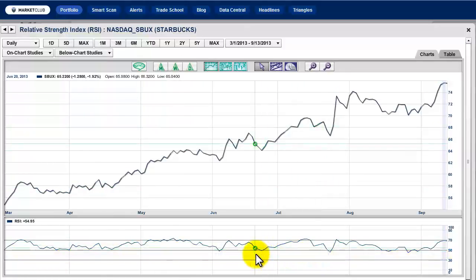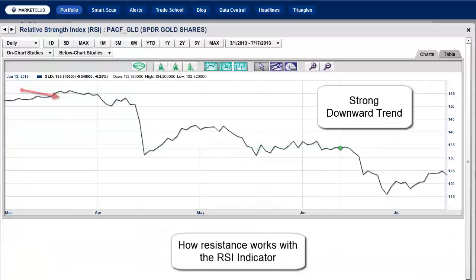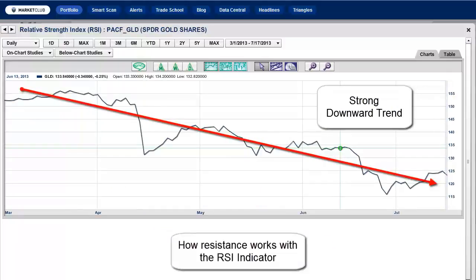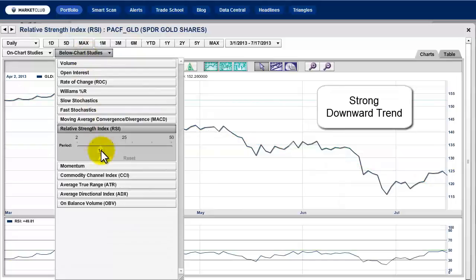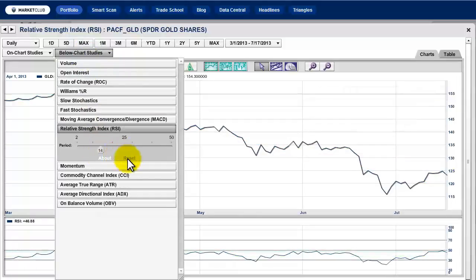If the market's going down, we'll be looking to sell it or go short. In this example, we're looking at a stock that's in a downward trend. Now you can determine the trend from some of the other indicators we've shown you, but it could be a moving average or our trade triangle technology. But the trend is clearly down for this particular security. So let's go to our below chart studies to put on the RSI, and we're using the default. We're not moving it around, just going to use the simple default at 14.